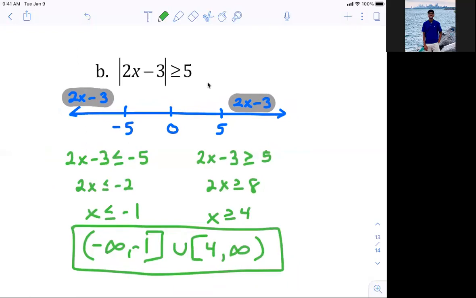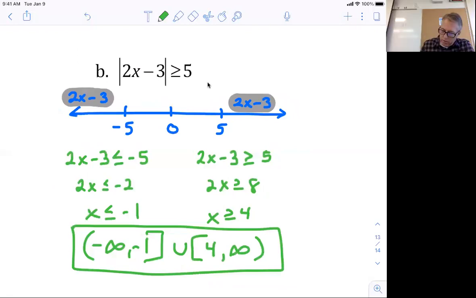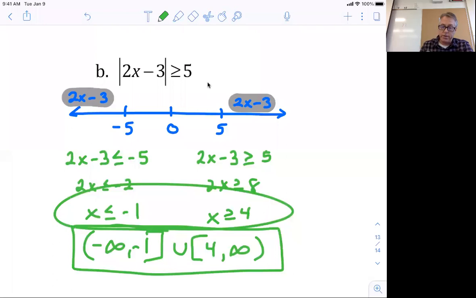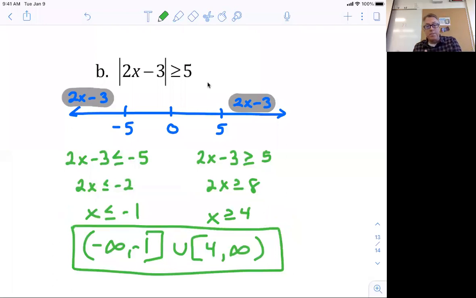Do we need to write it like that, or can we just leave it as x is less than or equal to -1 and x is greater than or equal to 4? Yeah, you should get in the habit of writing it in interval notation. When you do your homework, Delta Math will accept either one of these. Remember, it is an or statement, though, as opposed to an and statement. We'll do one of those in just a minute.